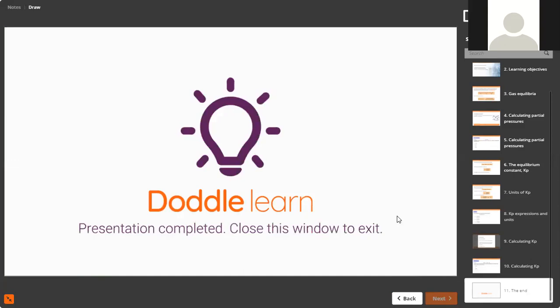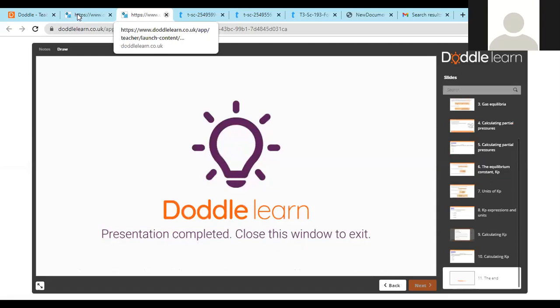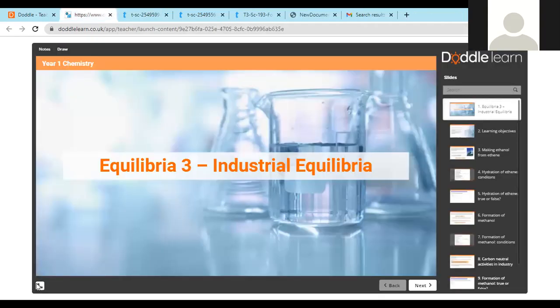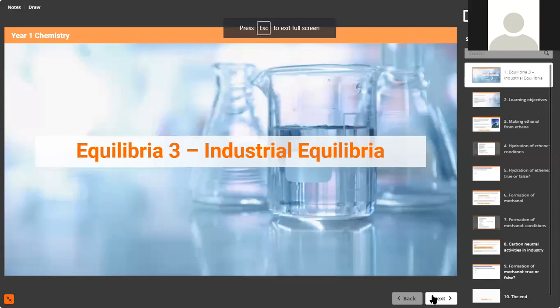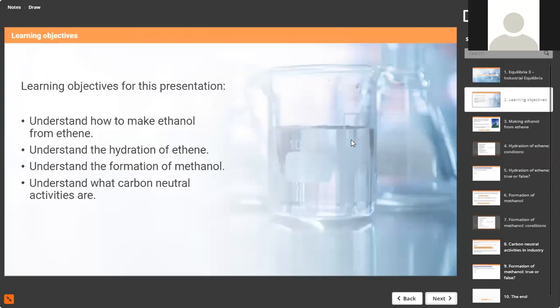What we're going to have a quick look at now is equilibria 3, which is industrial equilibria. So for industrial equilibria, this one's a bit more fact-based rather than mathematical-based. So rather than learning different formulas to calculate this, we're just learning some facts. So we're going to understand how to make ethanol from ethene, understand the hydration of ethene, understand the formation of methanol, and then understand what carbon neutral activities are.